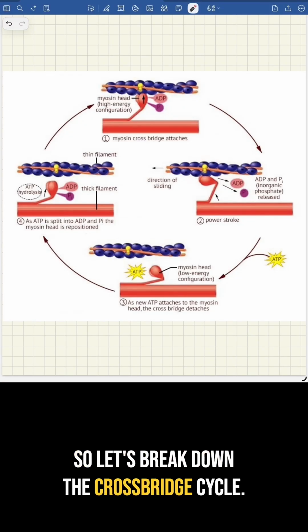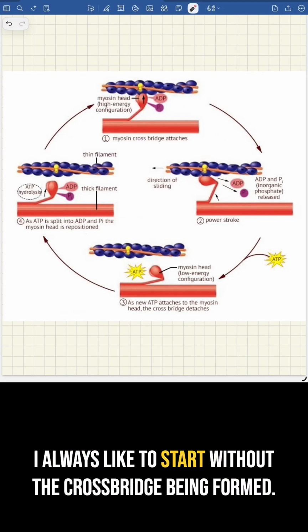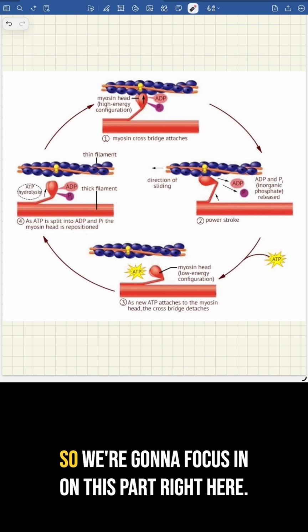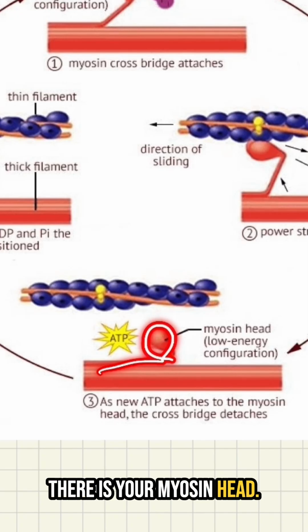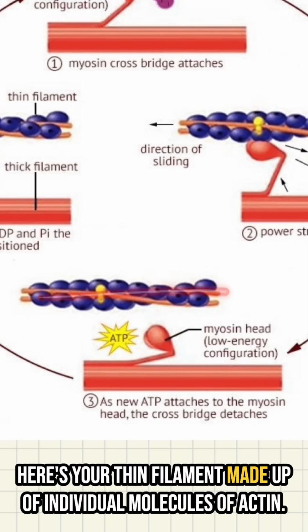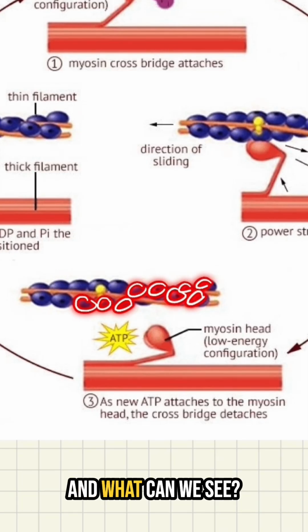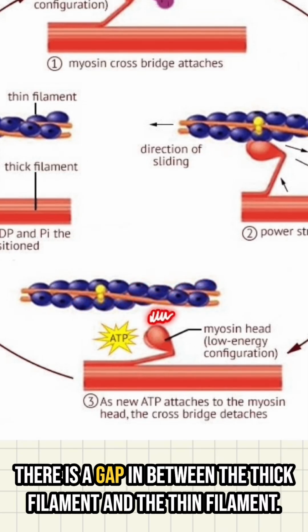So let's break down the cross-bridge cycle. I always like to start without the cross-bridge being formed, so we're going to focus in on this part right here. Here is your thick filament, there is your myosin head, here's your thin filament made up of individual molecules of actin. And what can we see? There is a gap in between the thick filament and the thin filament.